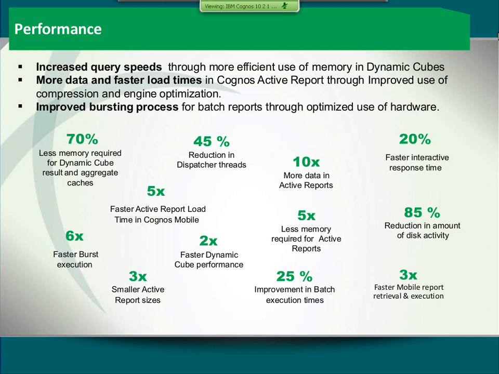The other thing that we've done is improving the bursting process. A number of our customers are using the bursting process to batch send out reports either on a daily basis or weekly basis. It could also be with their mobile reports. And what we wanted to do is make sure that in that process we were able to send them out faster. So as you can see, there's a number of percentages there. With our dynamic cubes, we're 70% less memory required, which is obviously a good thing. We reduced the number of dispatcher threads by 45%. So as you can see, there's a number of areas of improvement.